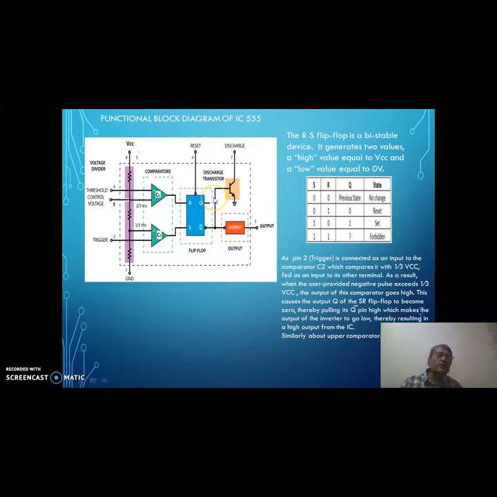In this way, the output is either 0 or 1, either high or low, depending upon the inputs to the RS flip-flop, that is the output of the comparators, the reference levels, and the inputs provided to the threshold control as well as the trigger input. So in short, when the threshold comparator saturates, the flip-flop is reset, meaning the output becomes low, the pin number 3 becomes low. And when the trigger comparator saturates, the flip-flop will get set and the output becomes high. So this is the situation for the RS flip-flop.